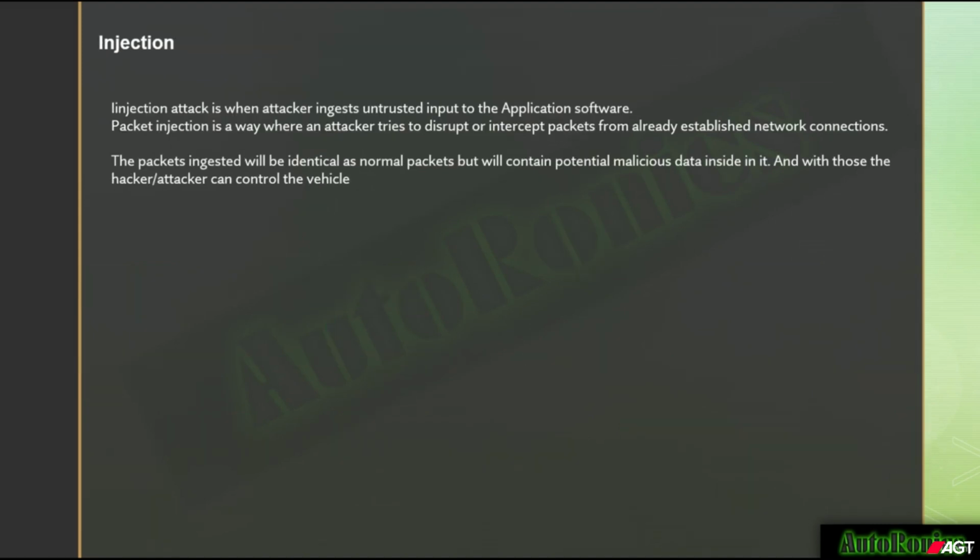Alright, let's look at the other attack, which is injection. Basically, injection is similar to the previous attacks like fuzzing and DoS, but slightly different. The attack is when the attacker injects an untrusted message into the application software. Packet injection is a way where an attacker tries to disrupt or intercept packets from an already established network connection. As I already mentioned, injections could cause the application software to become corrupted. We can see an example now.